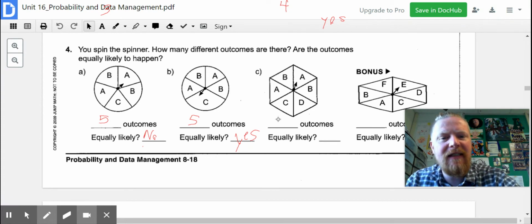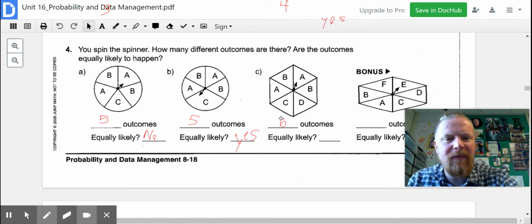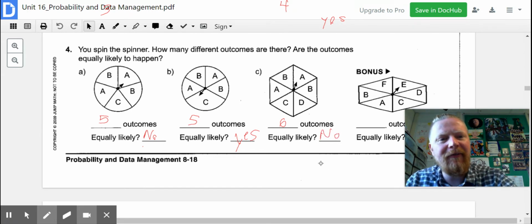There's a total of 6 outcomes here, because there's 6 different spots. Equally likely? There's 2 A's, there's 2 B's, 1 C and 1 D. Not equally likely. And finally, the bonus. Let's check that one out.